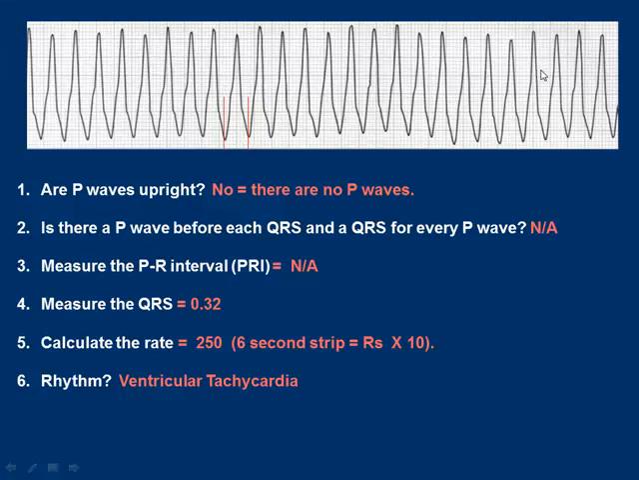Let's look now at the rate. If you calculate the rate, there are 25 complexes: 1, 2, 3, 4, 5, 6, 7, 8, 9, 10, and so on. We have 25 complexes times 10. We're going to call this a 6-second strip, so we have a rate of 250. Very easily, we put the two together. The first name of my rhythm was ventricular. The second name, because it's very, very fast, is tachycardia. This is ventricular tachycardia. Now notice that this is a very regular and fairly organized looking rhythm.